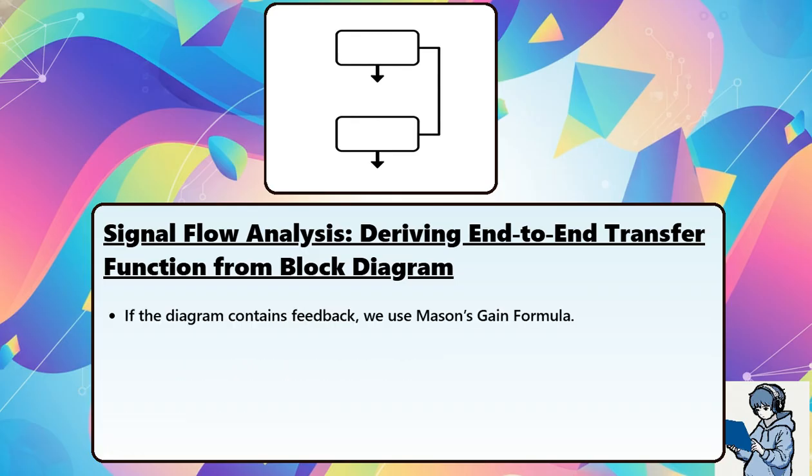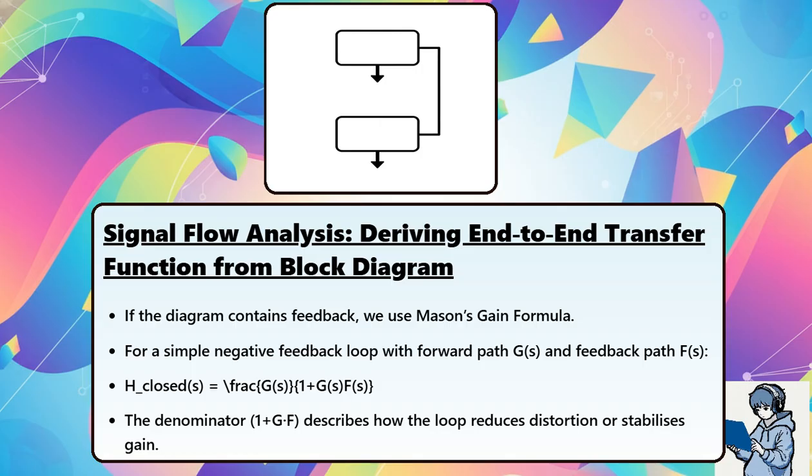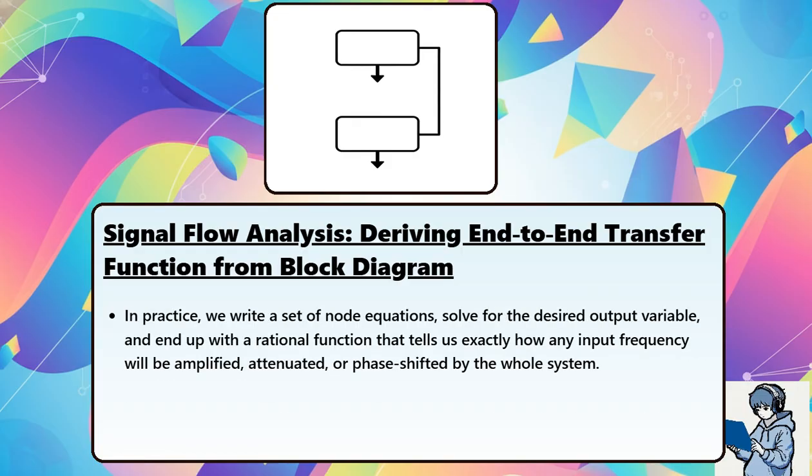If the diagram contains feedback, we use Mason's gain formula. For a simple negative feedback loop with forward path G(s) and feedback path F(s), H_closed(s) equals G(s) divided by 1 plus G(s) times F(s). The denominator 1 plus G times F describes how the loop reduces distortion or stabilizes gain. In practice, we write a set of node equations, solve for the desired output variable, and end up with a rational function that tells us exactly how any input frequency will be amplified, attenuated, or phase shifted by the whole system.